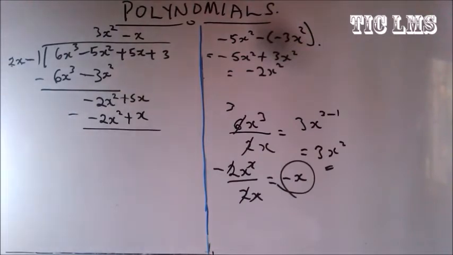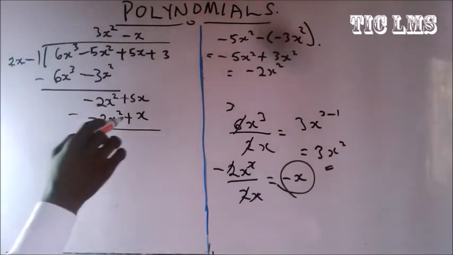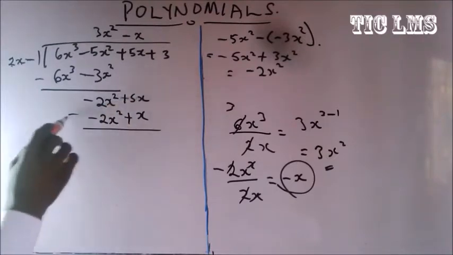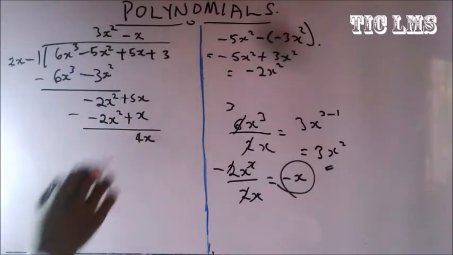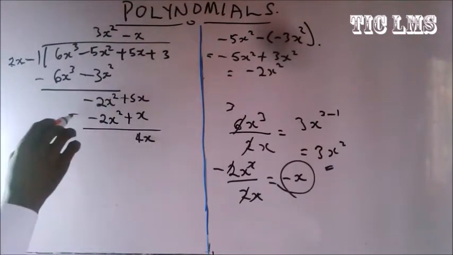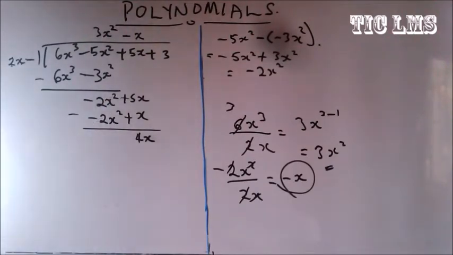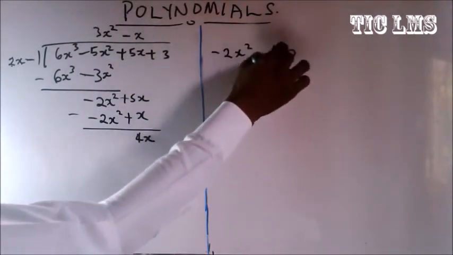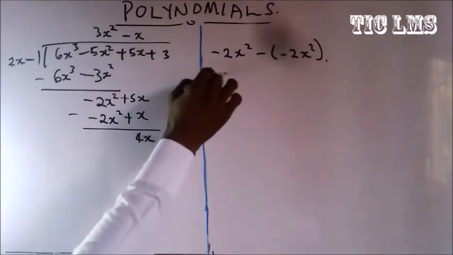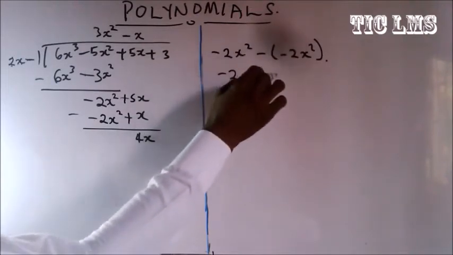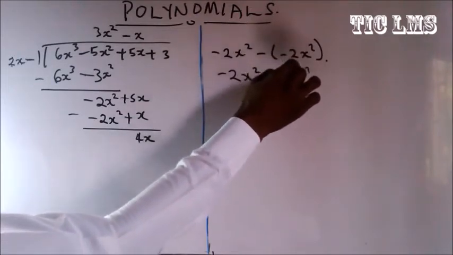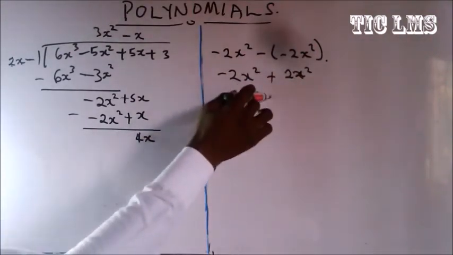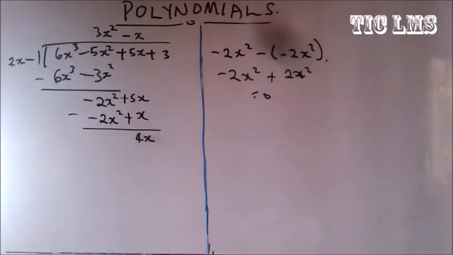And then we'll subtract again. 5x minus plus x. That's the same thing as saying 5x minus x. That gives 4x. And then minus 2x squared minus minus 2x squared. So that's just like saying minus 2x squared minus minus 2x squared. Here we have minus 2x squared. Minus times minus gives plus 2x squared. And we know that minus 2x squared plus 2x squared gives 0. And so we leave nothing written here.